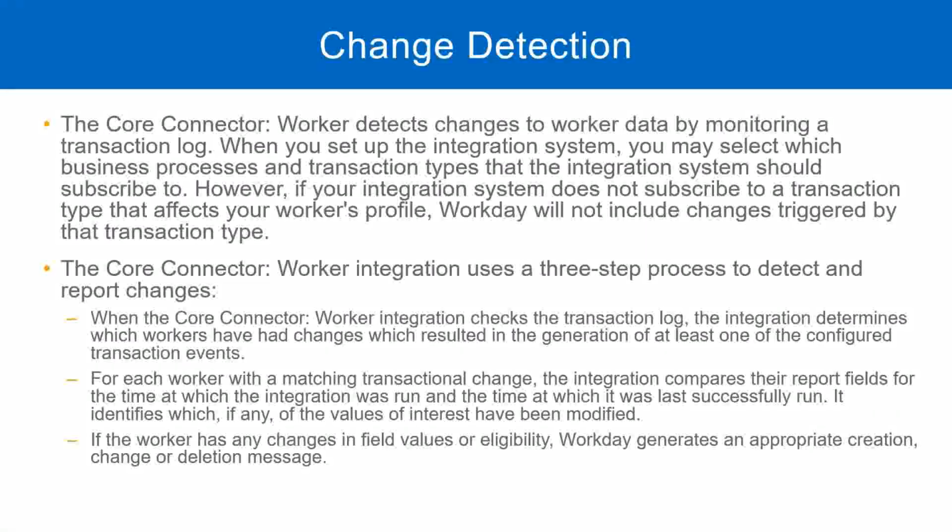So, like I said, the core connector worker is very good at detecting changes. That is what it is used for. That is its main purpose. Its objective is to detect the changes that are happening to the worker information. So how does it do that? How does it monitor the changes? How does it accurately return the changes every single time, for every single run?